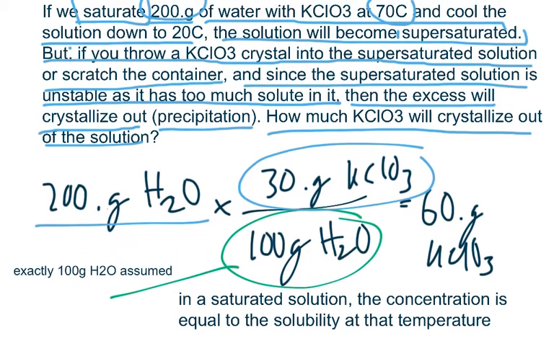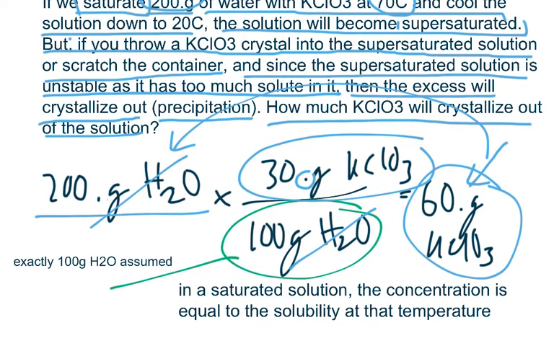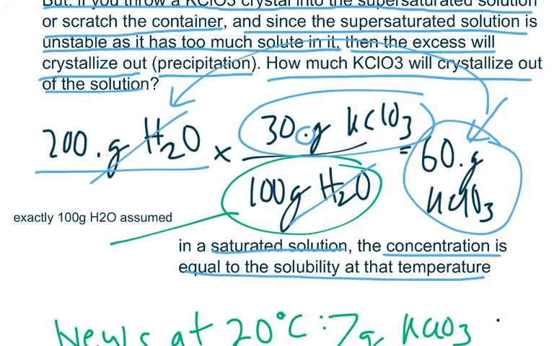So we can do some math, and we see that 200 grams of water times 30 grams of KClO3 over 100 grams of water, and note that we have a decimal place there, and note that the grams of water cancel out, and we're left with 60 grams of KClO3, and that's the maximum amount that can dissolve in 200 grams of water, and this is called a saturated solution. So again, in a saturated solution, the concentration is equal to the solubility at that temperature.